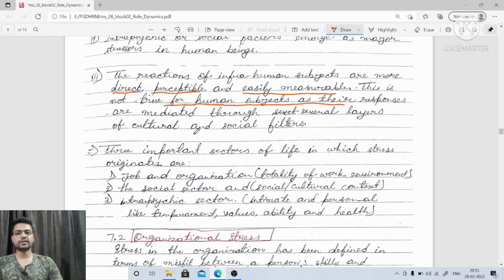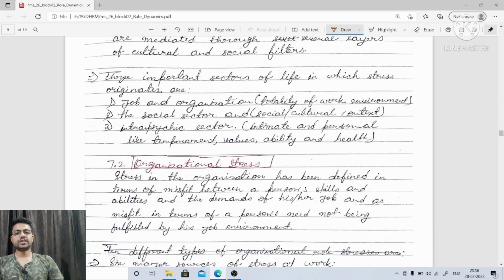So that's why it is written here: their responses are mediated through several layers of cultural and social filters. Means whatever stressors are there, human factor stressors, those stressors pass through so many cultural and social filters. And in the same way, we can say that people in different social and cultural setups may feel different levels of stress due to the same circumstances or the same stressor. Okay.